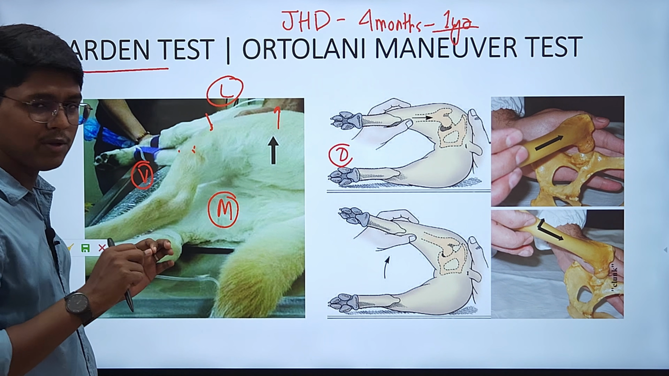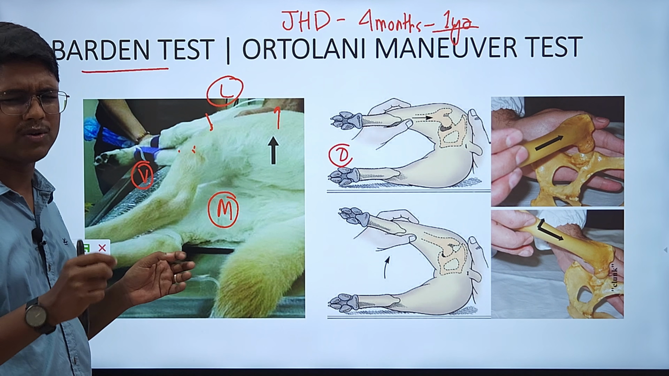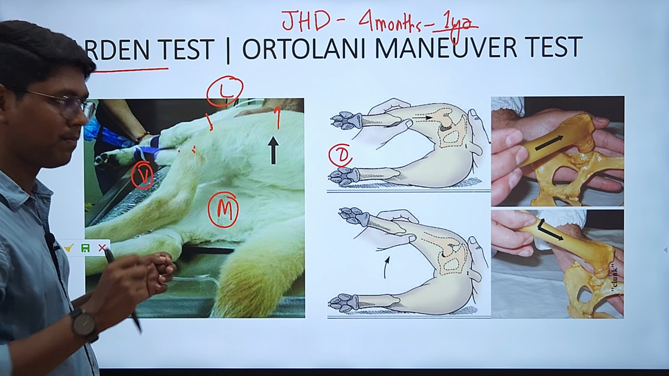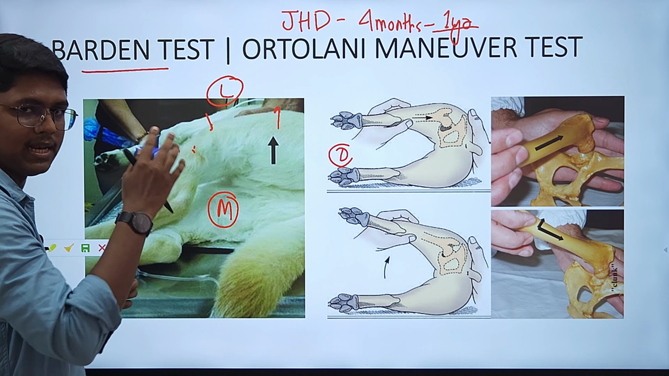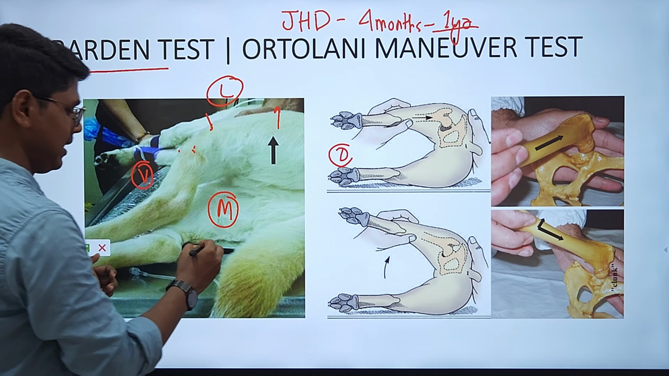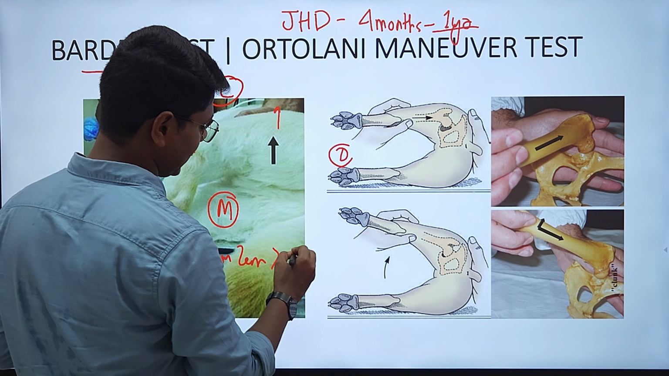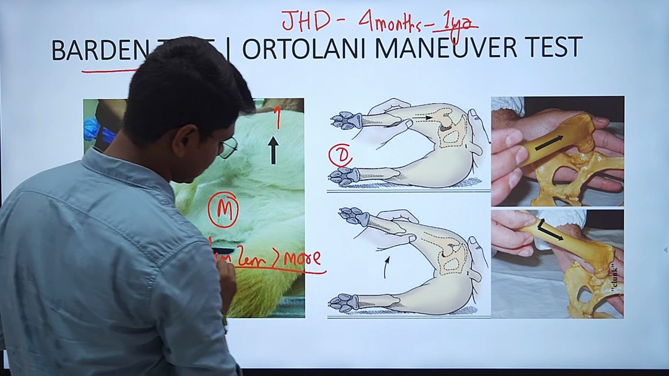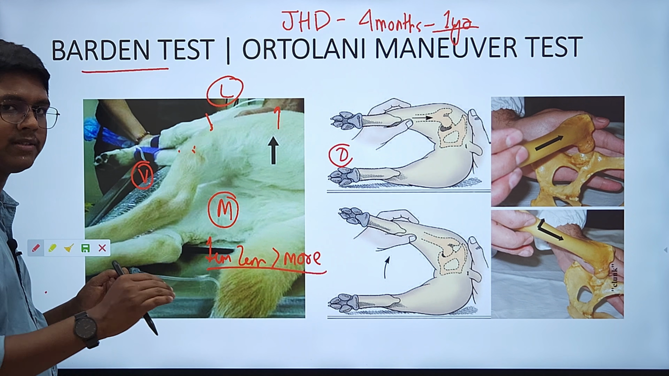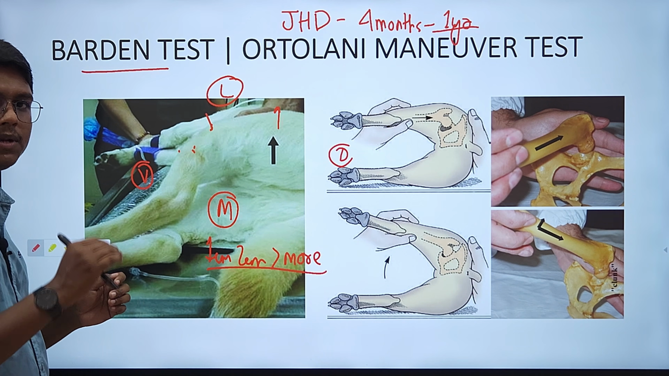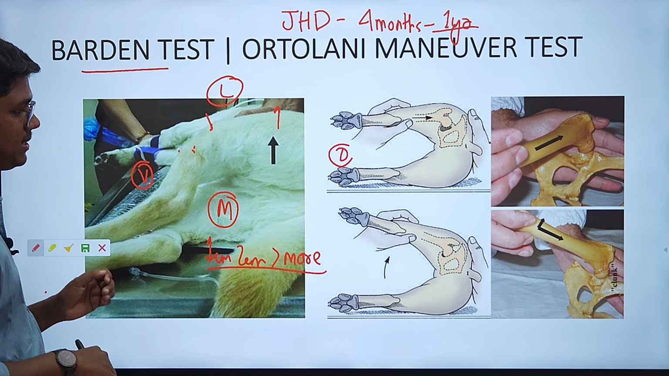In a normal animal, you cannot subluxate, or there will be very minimal subluxation. But in case of juvenile hip dysplasia, you can subluxate, maybe 1 centimeter or 2 centimeters or even more. If you find this subluxation, it is a positive Barden test. It means the animal has some hip dysplasia.